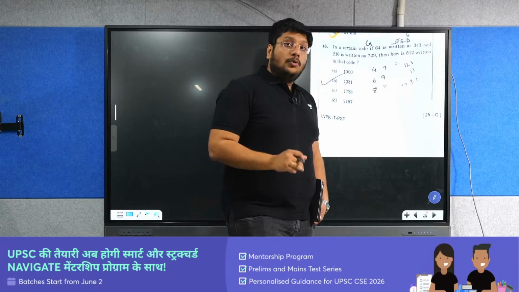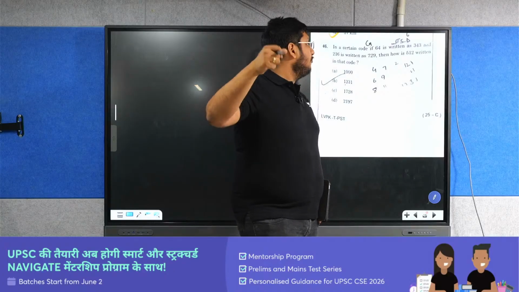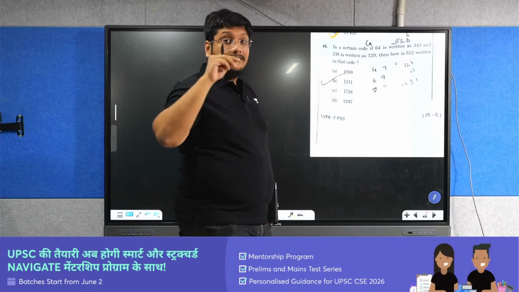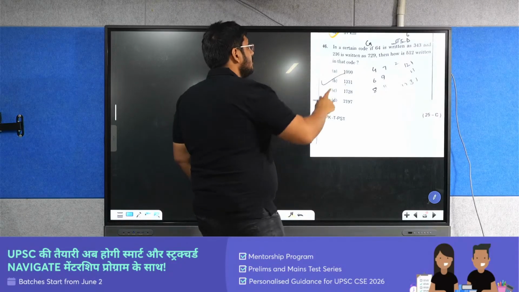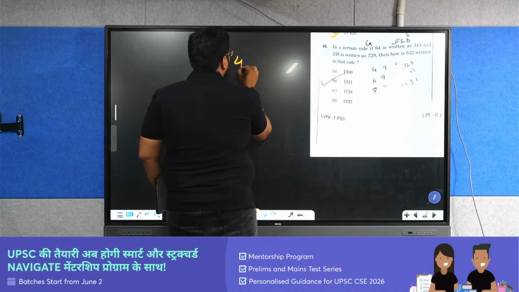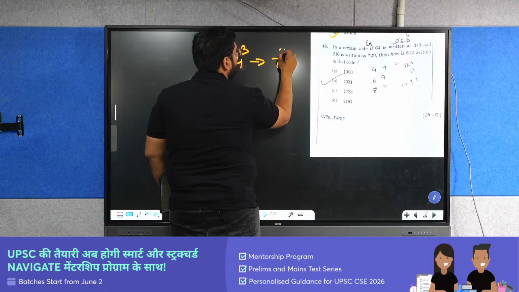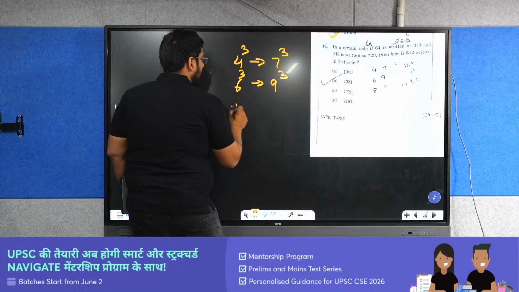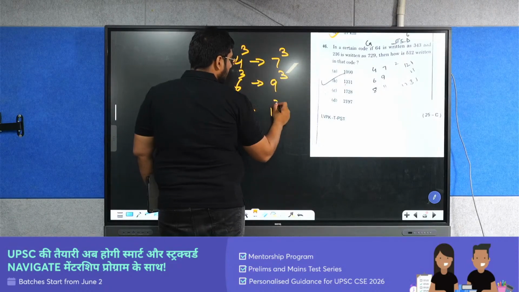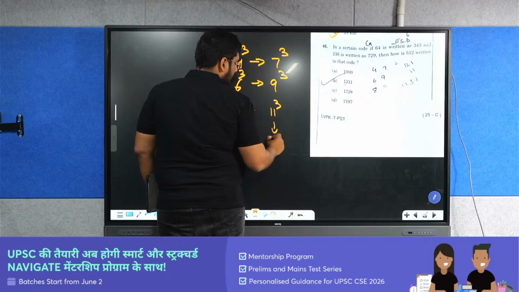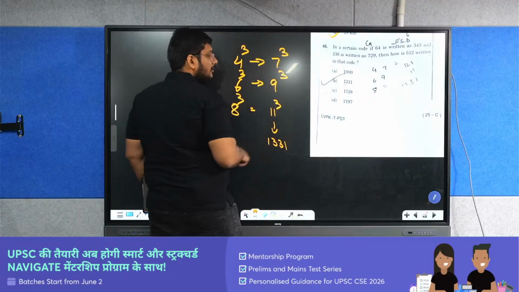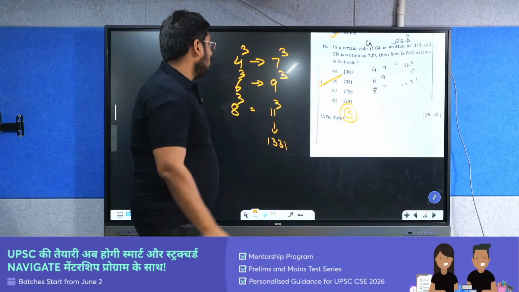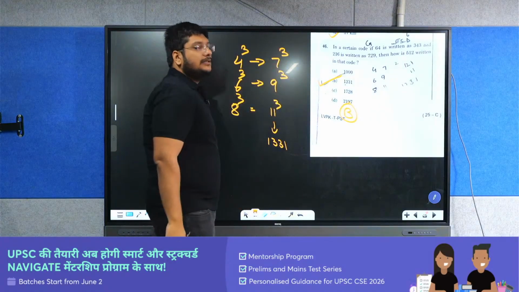In a certain code, if 64 is written as 343, 216 is written as 729, how is 512 written? Seeing this, it should automatically click: 64 is the cube of 4. 4 cube is written as 7 cube. 6 cube is written as 9 cube. 8 cube would be written as 11 cube. 11 cube is 1331. That is option B. Easy, but the only thing is, this should click as cubes. Then it can be done.